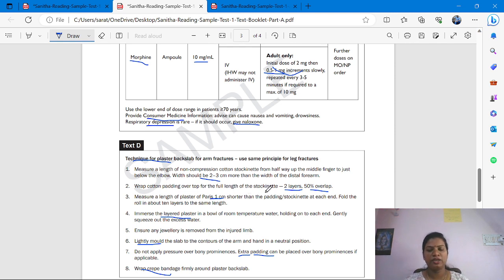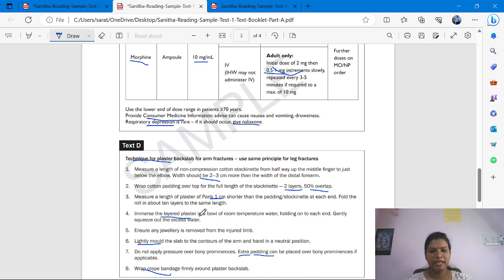Full length to the sternum. That is two layers or 50% overlap. Measure a length of plaster or pad that is 1 centimeter shorter than the padding or stockinette at each end. Here they are saying cotton padding or stockinette at each end. You can write the answer like stockinette, cotton, stockinette.